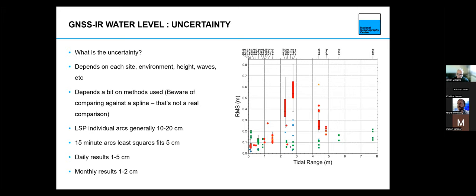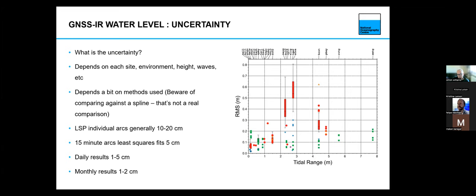The plot on the right was a summary of lots of different papers and their estimated RMS. The green is from Kalman filter types. The red bars are just Lomb-Scargle periodograms. It's just showing that in general there is a slight increase with tidal range, but you're getting the same sort of RMS in most of these.